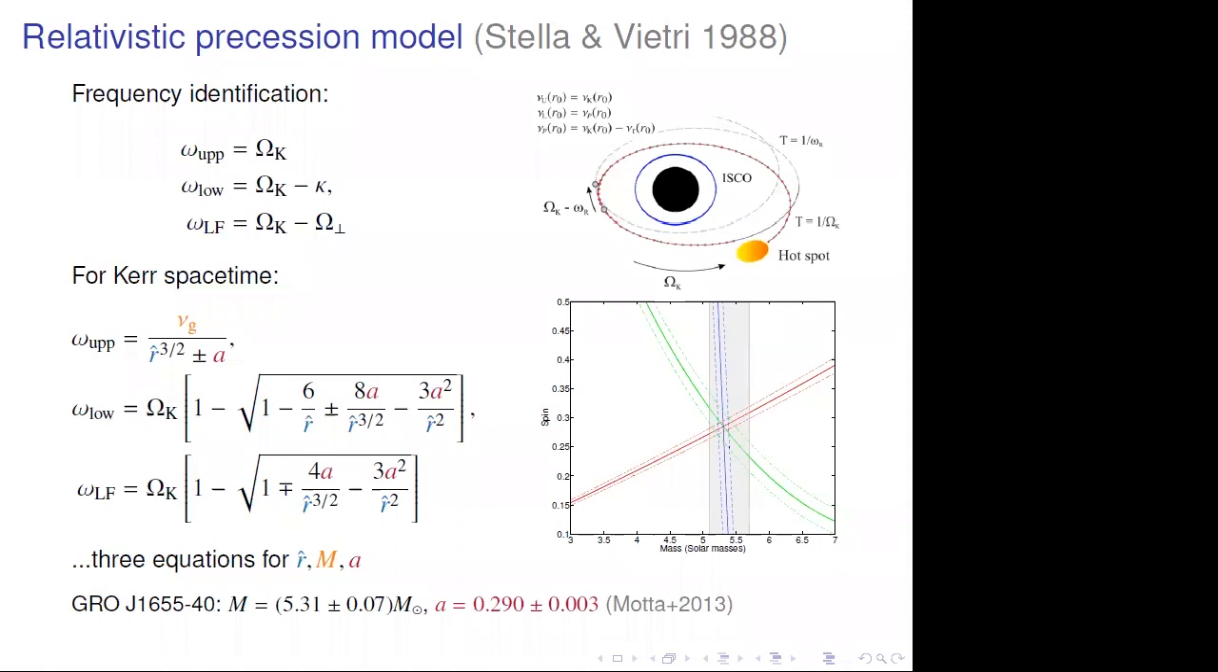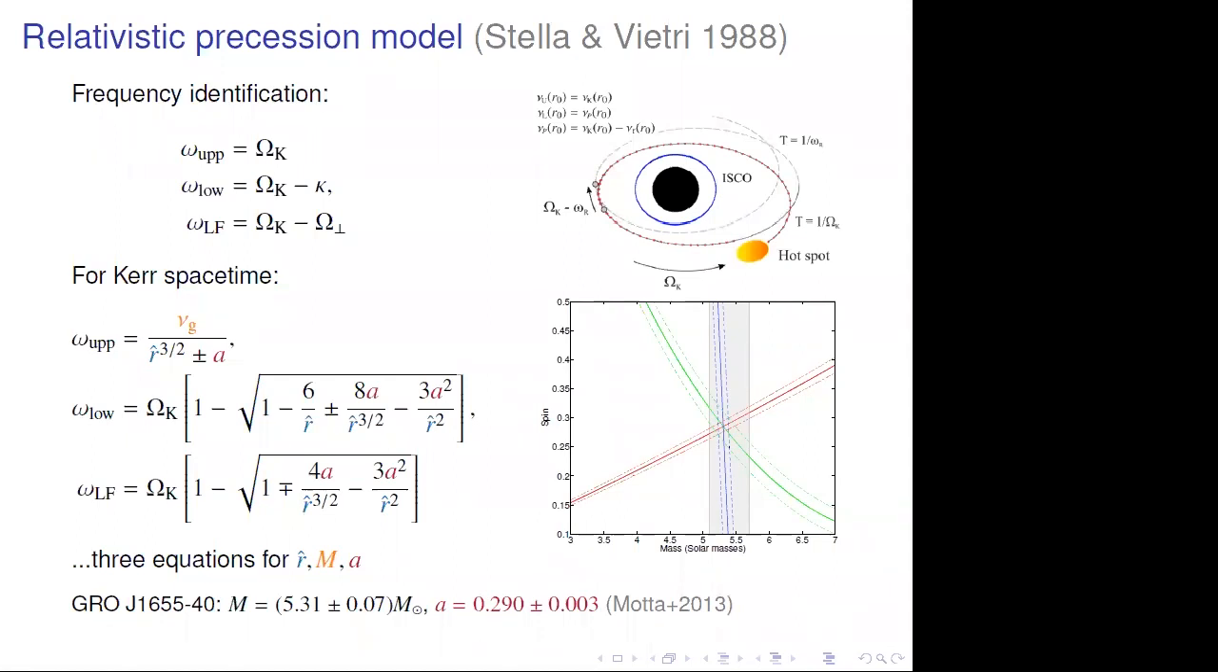This is, of course, an assumption, right? There is no a priori reason that it should be like that. We assume this, and then we will see what happens. And in fact, if you write down all the formulas from general relativity, you find out the quite nice fact that you observe three different frequencies and you have three unknowns, right? One is the mass of the black hole, the other one is the spin of the black hole, and the third one is the radius where the blob is orbiting. So basically you can solve these three equations, and you can measure the mass of the black hole, the spin of the black hole, and where the blob is moving. And they did it in the case of this black hole, and they found that the mass and spin are not very far away from what is observed by different techniques, right? So that is nice.